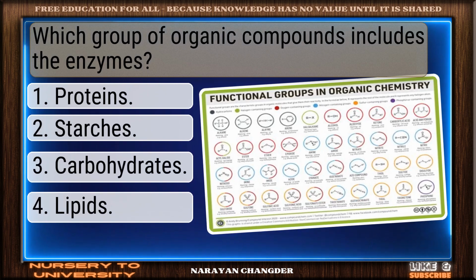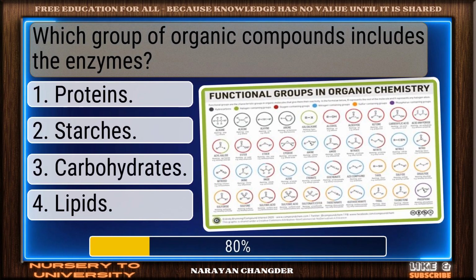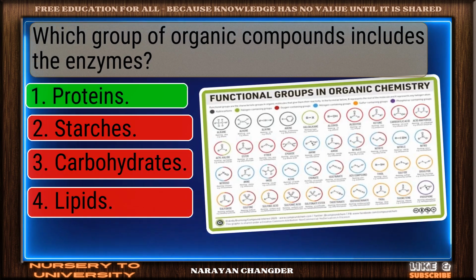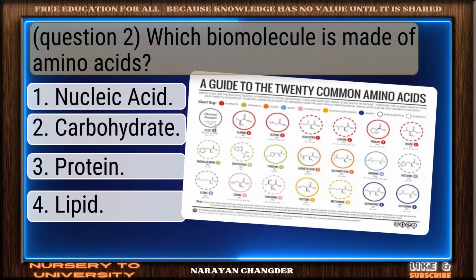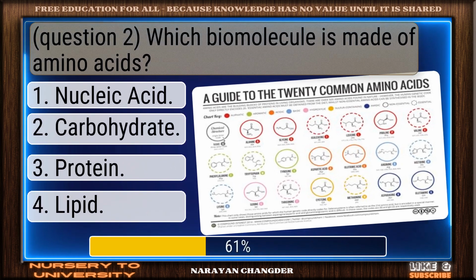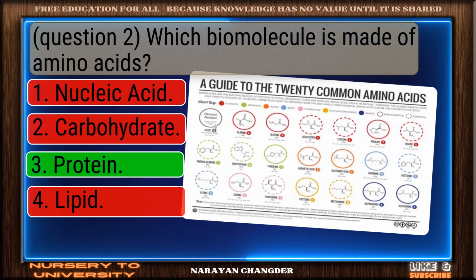Which group of organic compounds includes the enzymes? Well done. Proteins is right. Which biomolecule is made of amino acids? You're right. Protein is correct.